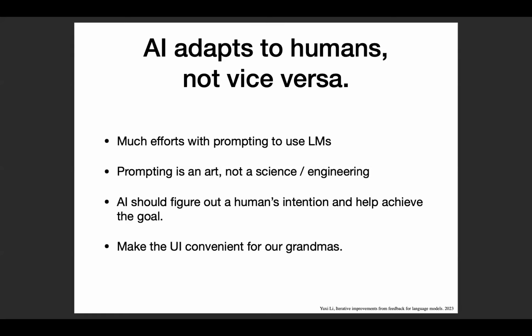When you have some new product, you want your grandma to be able to use it easily, right? For ChatGPT, you need to figure out all kinds of tricks to use prompts to make it work. Sometimes you don't know what happens. So there's something wrong. We need to improve the adaptability of these language models to make our grandmas happy.